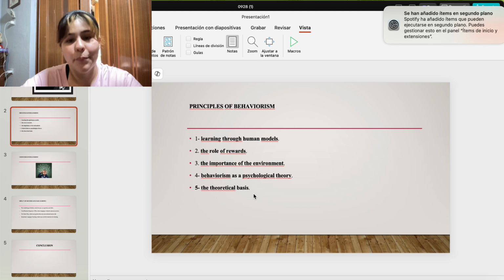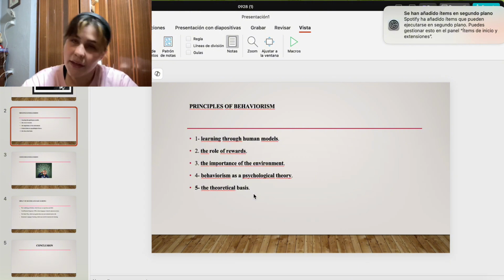Three. The importance of the environment. The quality and quantity of language that a child hears, along with the consistency of reinforcement, really influence how well they learn.